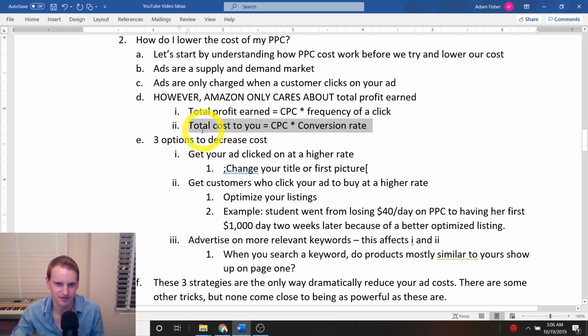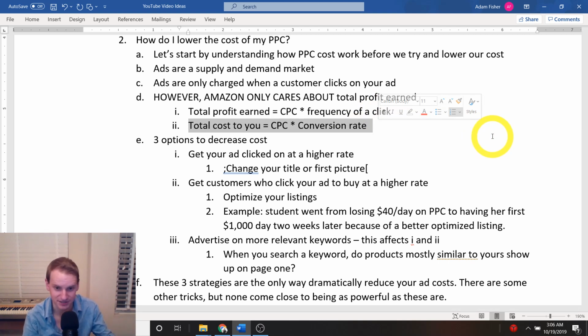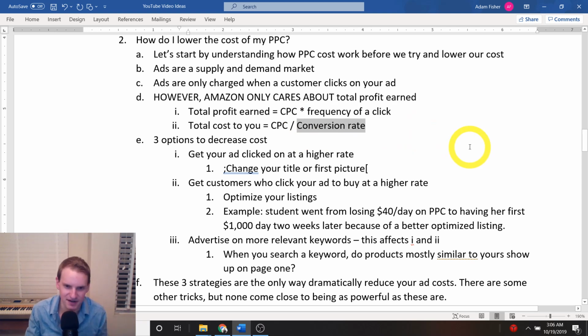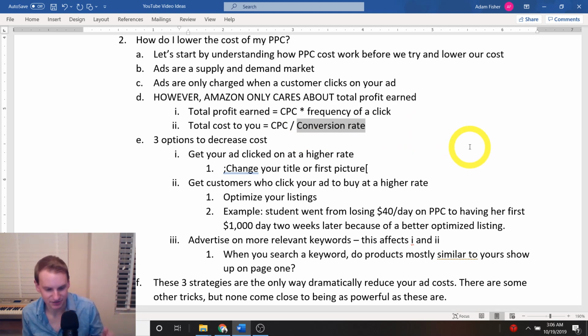Also, we've got to look at one other thing, which is the total cost to you, because we're not just trying to get clicks. We're trying to get purchases of our product. So the total cost to you for a purchase is how much it costs for a click, divided by how well you convert. So if your cost per click is $1 and you convert at 15%, that's going to cost you about $6 to get a purchase. 1 divided by 0.15 is about $6.